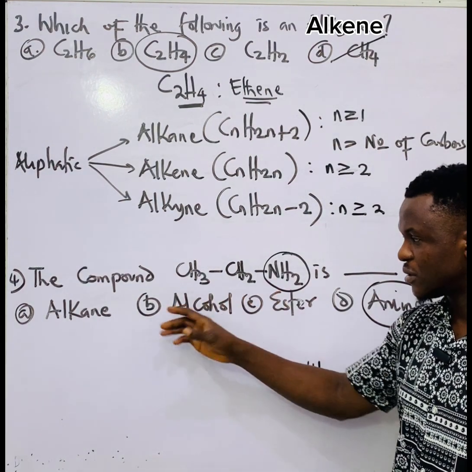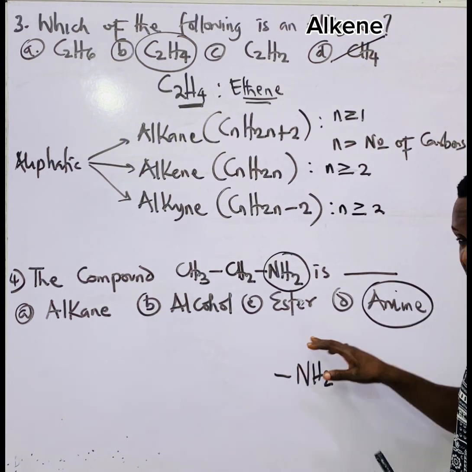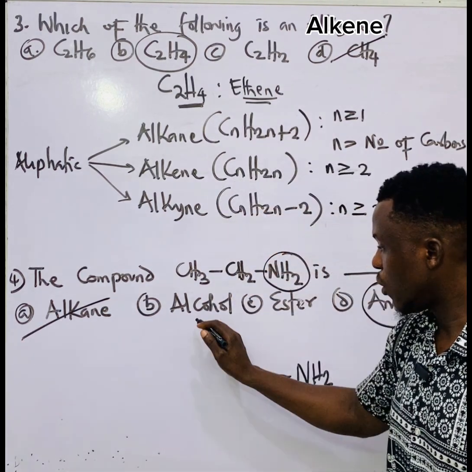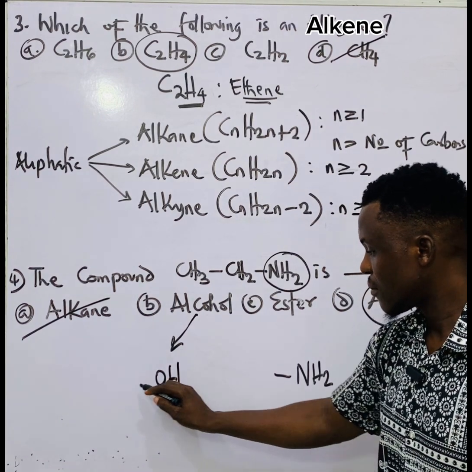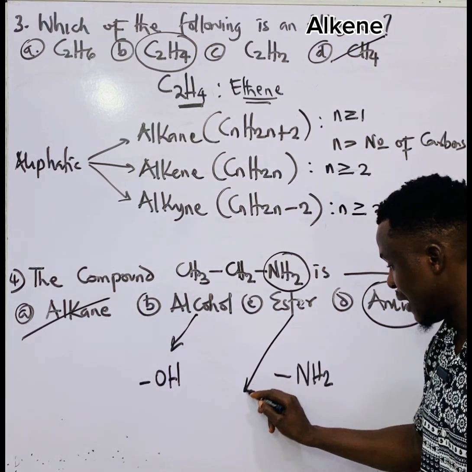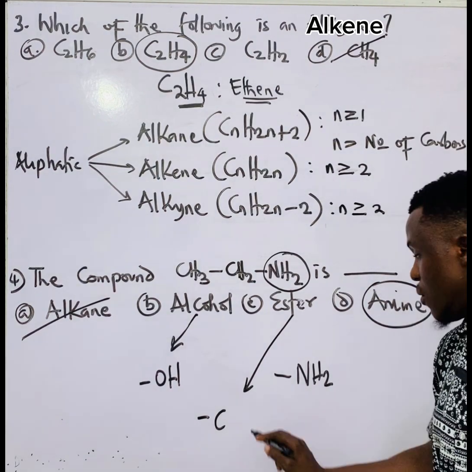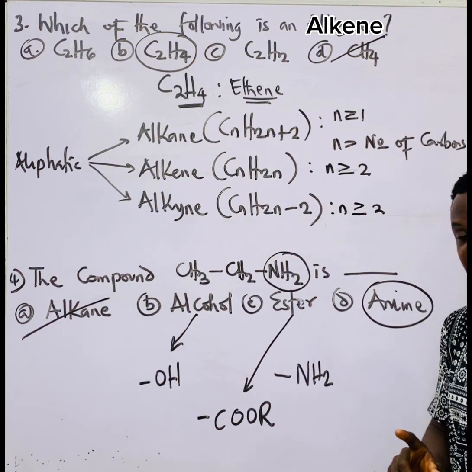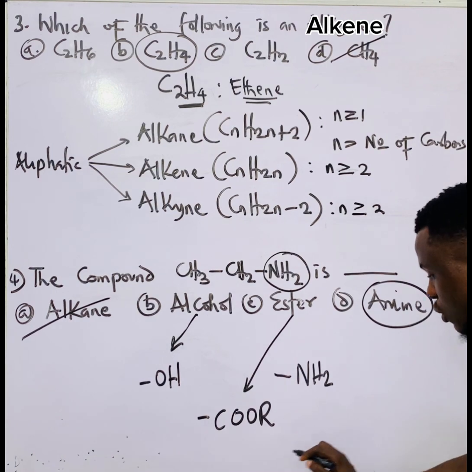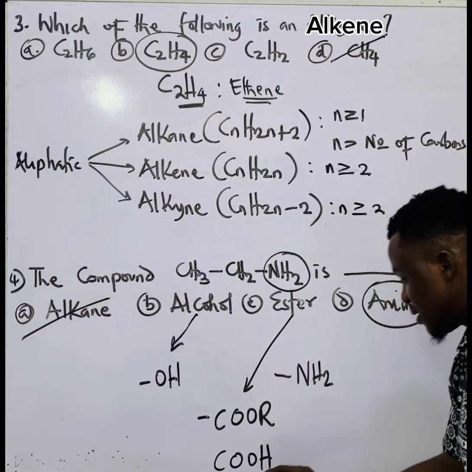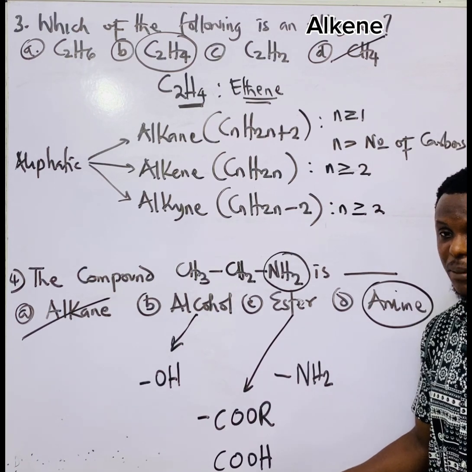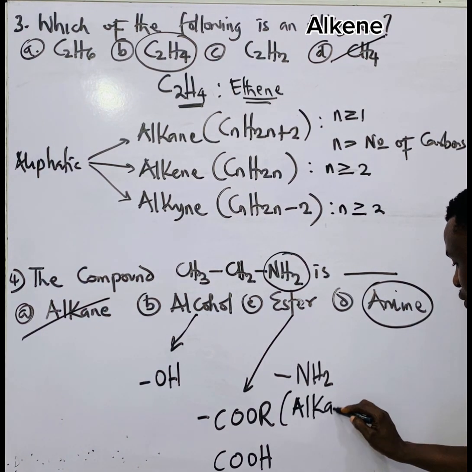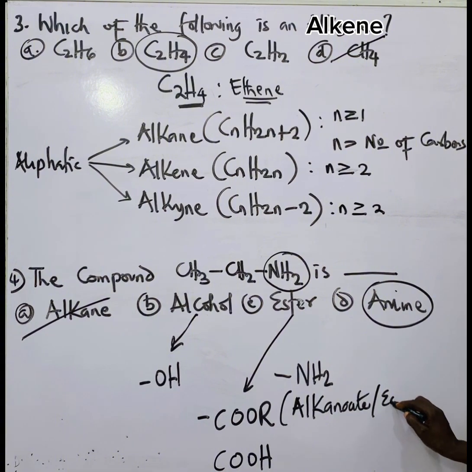So I'm just going to write out the formulas, the functional groups for all of these so that we'll actually stick to our head. Alkane does not have a functional group. Alcohol has OH as its functional group. Esters have COOR. So anytime you see COOR and you're being asked which compound that is, it is an ester. Please do not confuse it with COOH. COOH is an alkanoic acid or carboxylic acid, while this is an ester or an alkanoate.